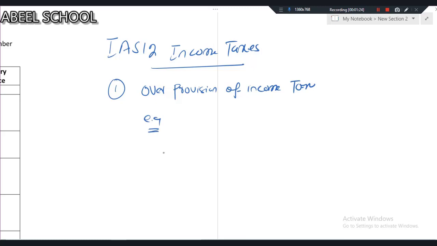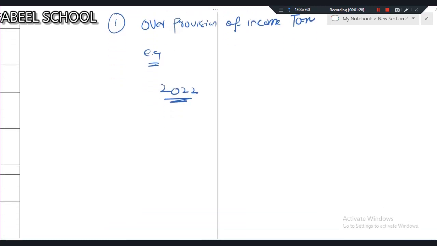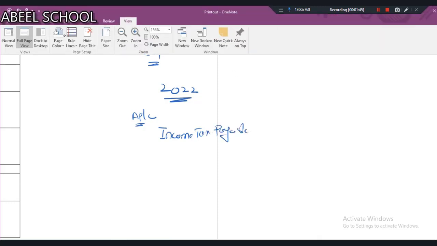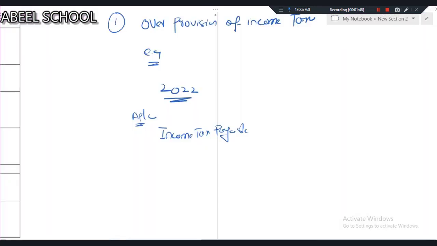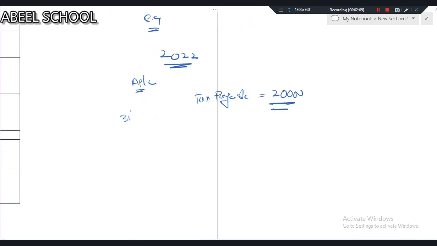For example, in 2022, APLC recognized income tax payable. As you can say, simply tax payable. Assuming in 2022, APLC recognized the tax payable of 20,000. That was on December 2022. Let's make an assumption that they made the payment in 2023. The payment date was 31st March 2023, meaning the tax payable of 2022 was paid in March 2023.